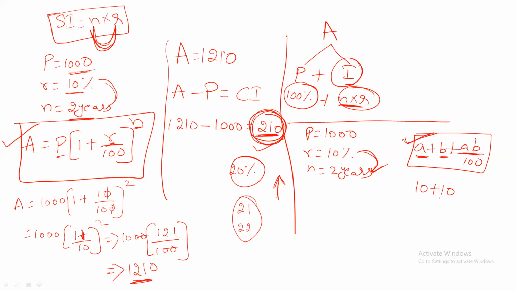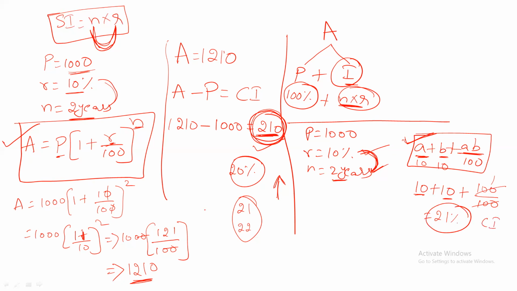What is 10 plus 10? 20, correct? That is simple interest. Compound interest is slightly greater than 20, and that depends on ab by 100. If a is 10 and b is 10, a into b will be 100, right? So 100 divided by 100. Always remember, we need to take the r value two times because it is 2 years. So 10 plus 10 is 20, and 100 by 100 means 1. So the answer is 21%. This is compound interest.